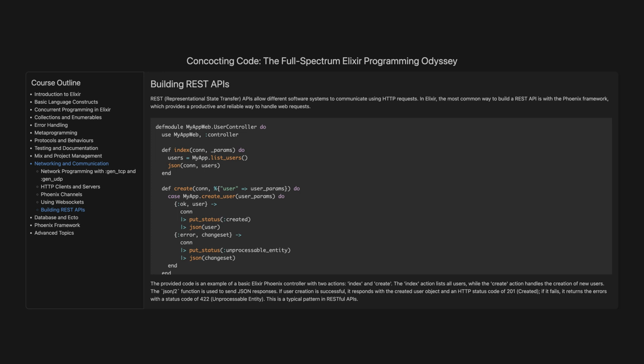The index action lists all users, while the create action handles the creation of new users. The json/2 function is used to send JSON responses. If user creation is successful, it responds with the created user object and an HTTP status code of 201 Created. If it fails, it returns the errors with a status code of 422 Unprocessable Entity. This is a typical pattern in RESTful APIs.